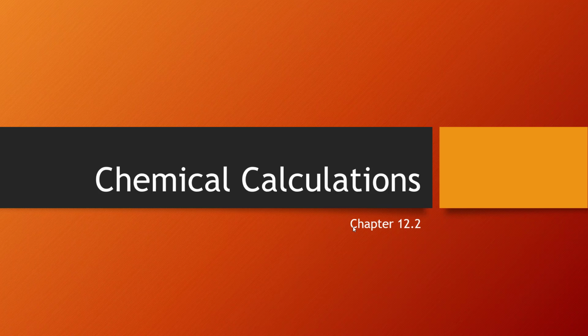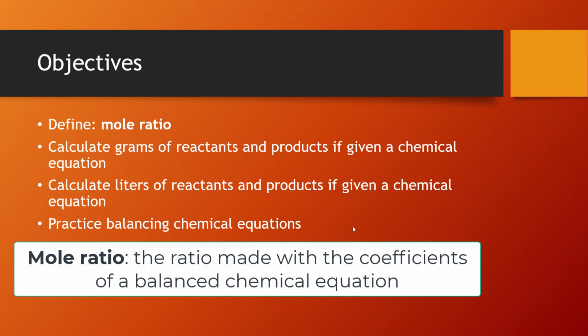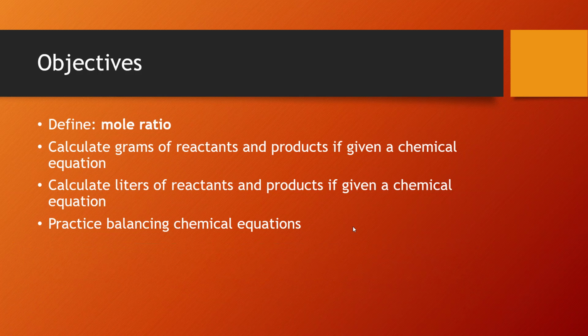Let's get more specifically into the how of chemical equations and run through some. So be able to define mole ratio. It's a conversion factor that you get when you use the coefficients of a balanced chemical equation to compare moles to moles. Be able to calculate the grams of reactants and products if you're given a chemical equation, calculate the liters of reactants and products if given a chemical equation, also calculate the molecules or whatever else you can do with moles. And of course, continue practicing balancing those chemical equations.